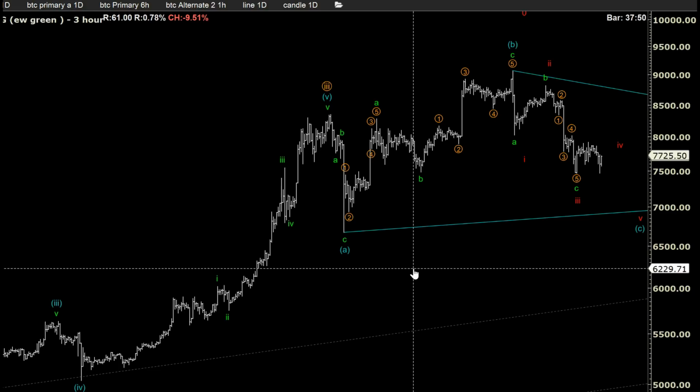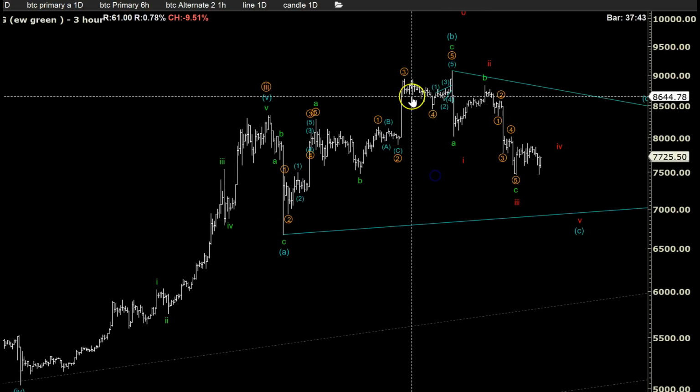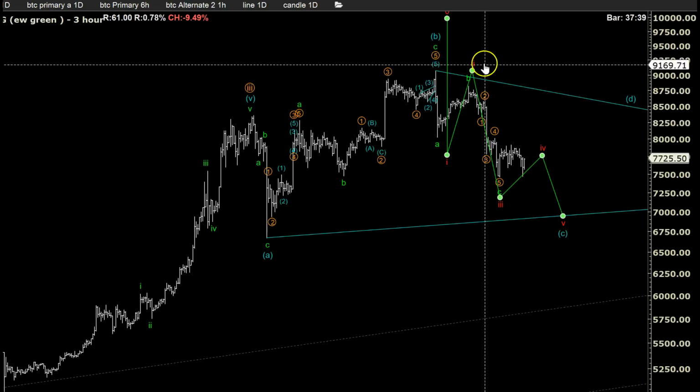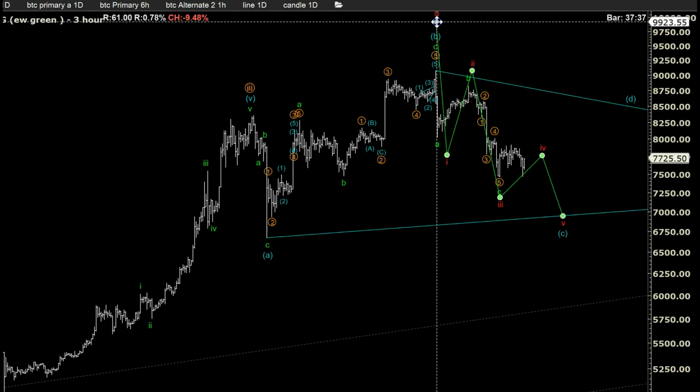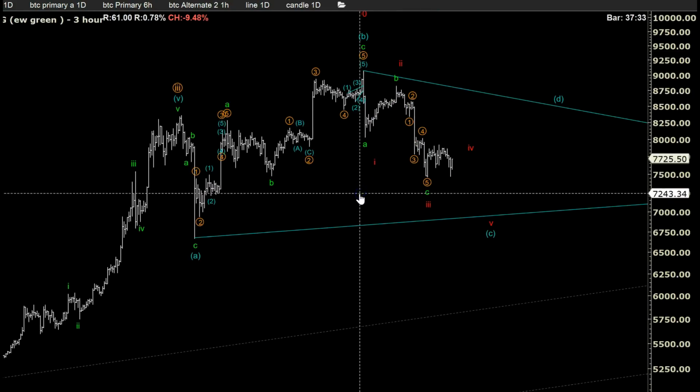1, 2, 3, 4, 5, 1, 2, 3, 4, 5, and now you got the other subdivisions that tells you where you are. Okay, and that's how you can kind of follow the market in the direction that it's going, by constantly looking at this and trying to find out where you are in the wave count. Okay, now here is where we are.